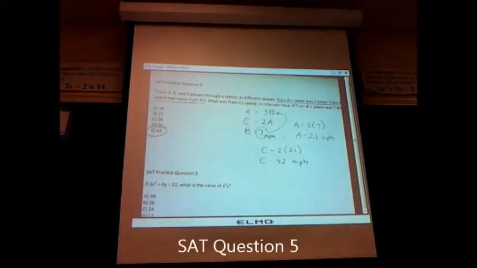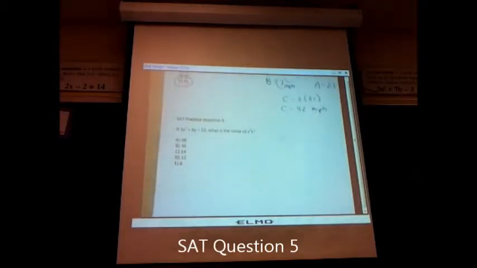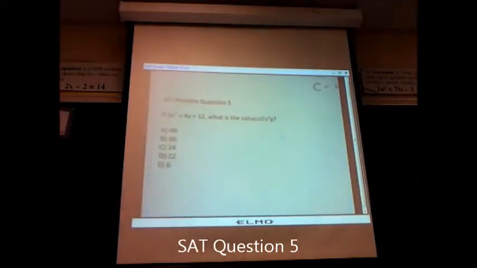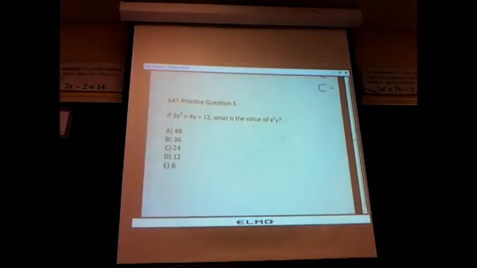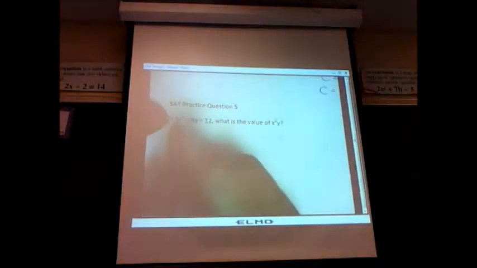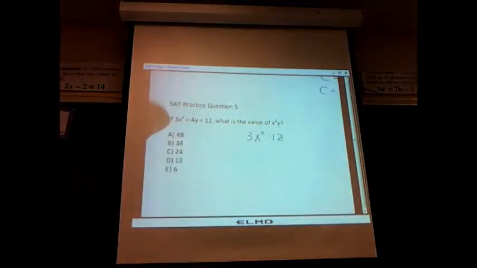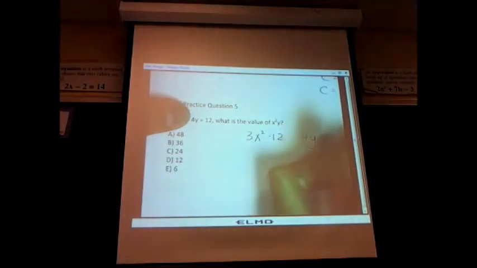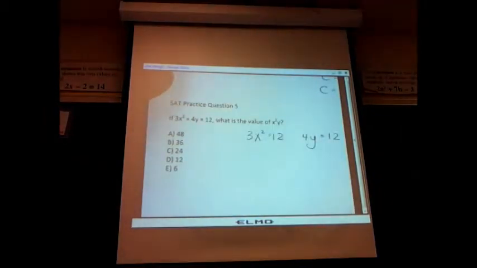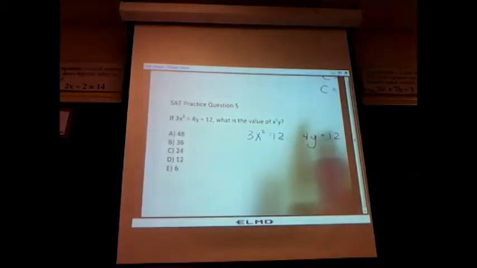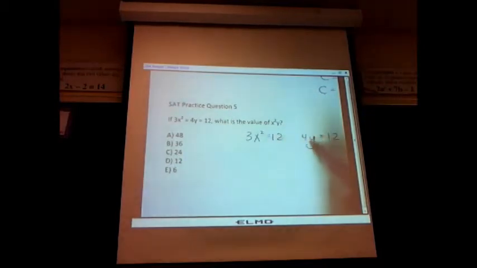SAT practice question number 5. If 3x squared equals 4y equals 12, what is the value of x squared y? First, I can break this up and think about it. 3x squared is the same as 12. I also know that 4y is the same as 12. Eventually, I'm going to find out what x is and what y is so I can plug in, but I just broke down my information into 2 equations because it's easier for me to look at that way.